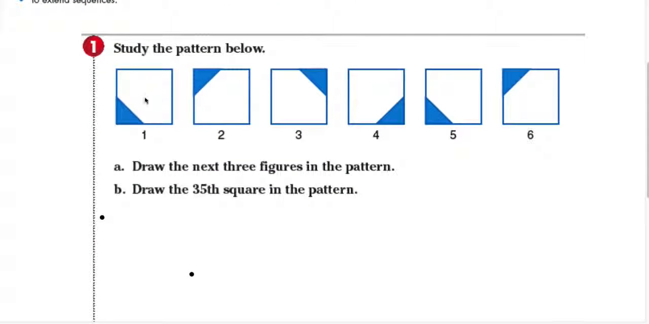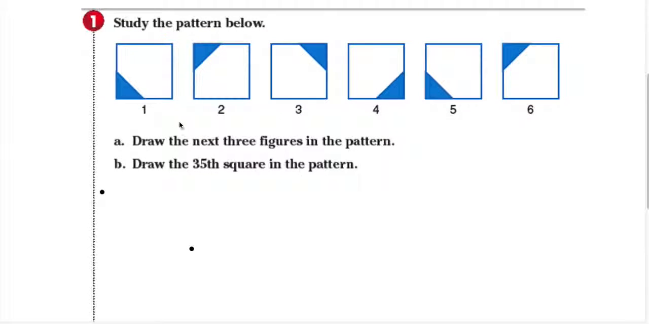Let's take a look at this and study the pattern below. You have a square with the bottom left corner shaded, okay, for 1. And the shaded triangle went up for 2. Now it went to the right for 3, went down for 4, and went to the right again with 5. Now it went up again on 6, and it's asking us in letter A, draw the next 3 figures in the pattern.